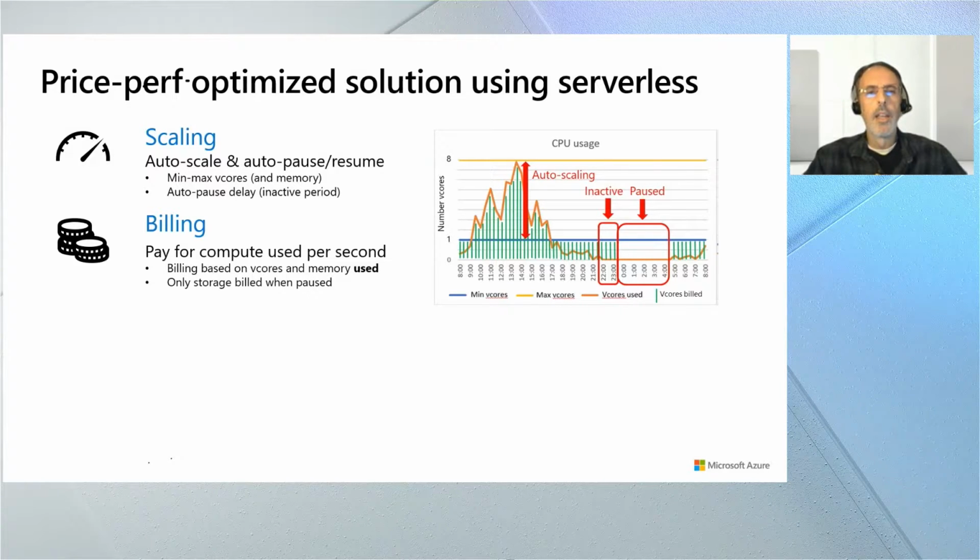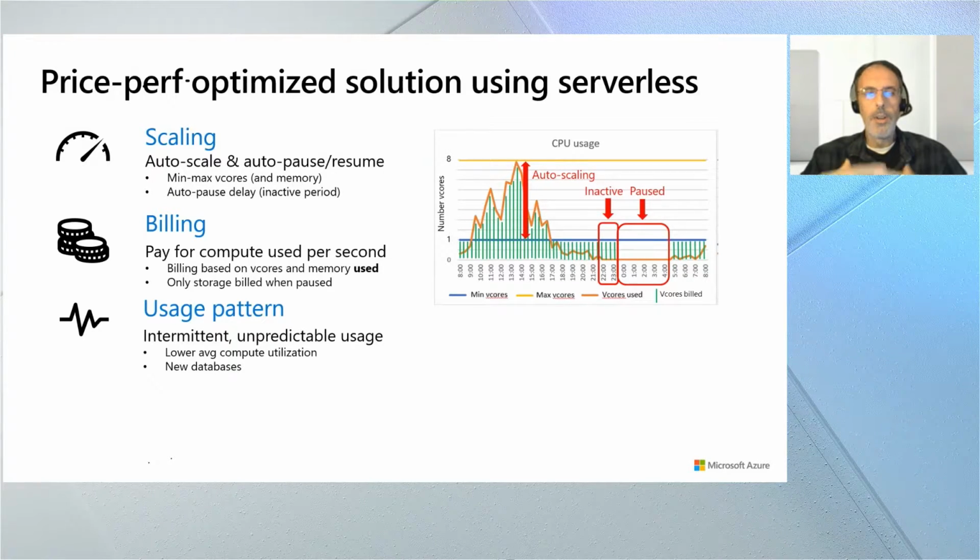In terms of billing, while the database is online and auto-scaling, it's being charged for the amount of CPU and memory that's actually used on a per-second basis. And that's to be contrasted with, say, the provisioned compute tier, where a fixed amount of resources is allocated for a fixed price and billed hourly. Then, while the database is paused, because we've terminated the underlying compute, we're only billing for the amount of storage on disk.